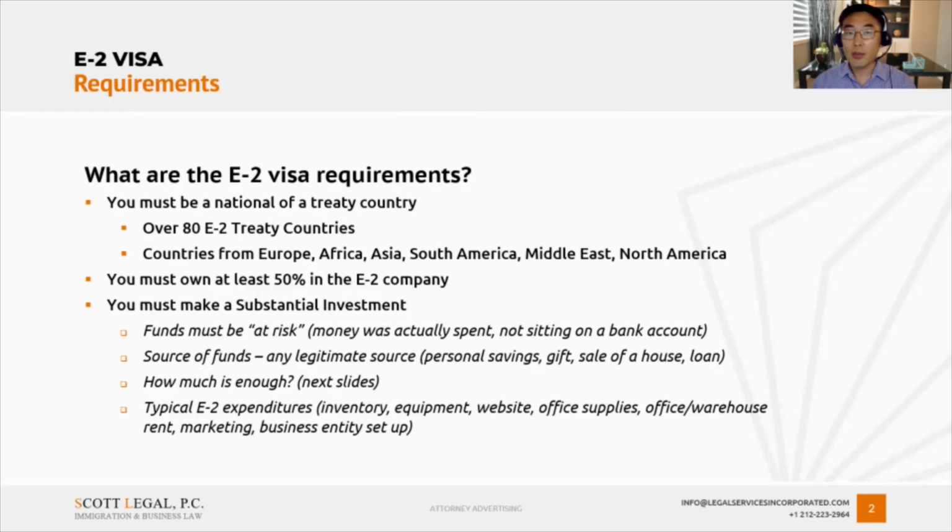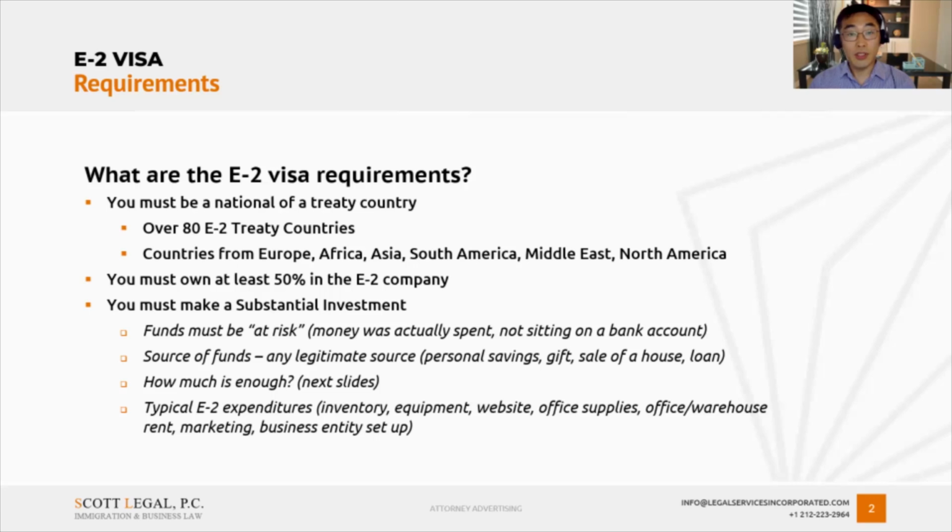And you must have at least 50%, half, of the E2 company's ownership. The corporation type does not matter, but we usually recommend an LLC or C Corp because these are the types that give you simple and clear supporting documents.